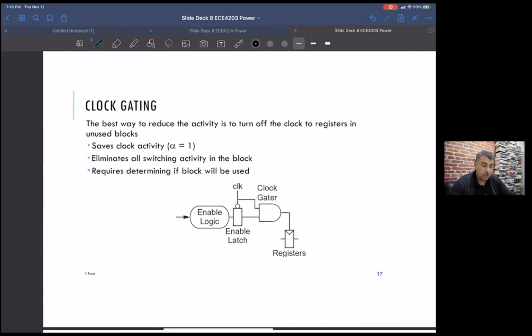But one way to help reduce the activity factor as much as possible is this concept called clock gating. Okay, and think about the clock. I think I mentioned last time that the clock might be as much as 30% of the total switching power.